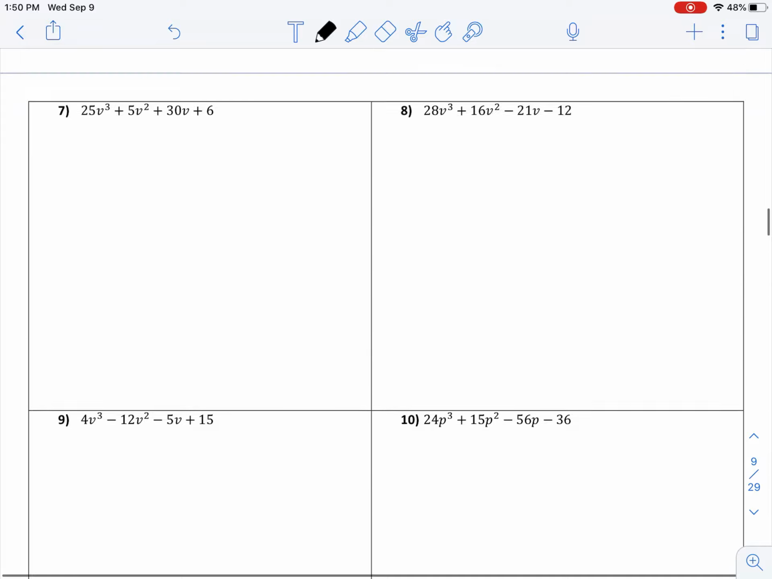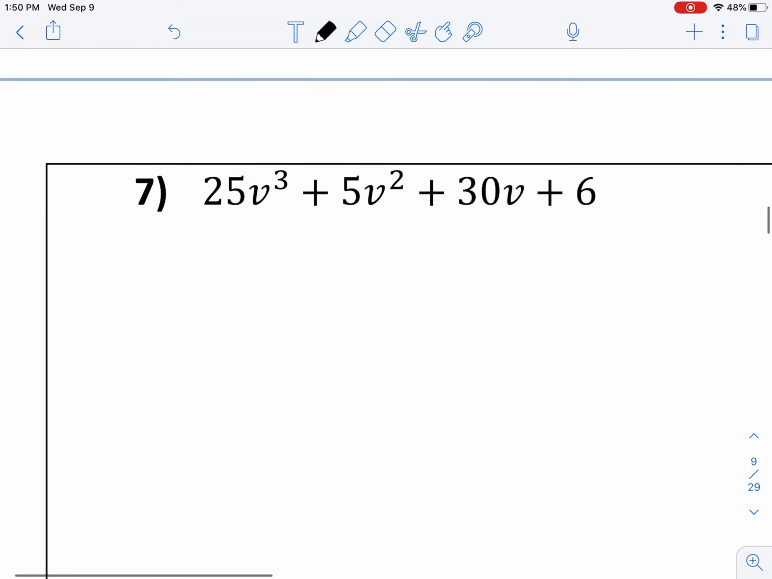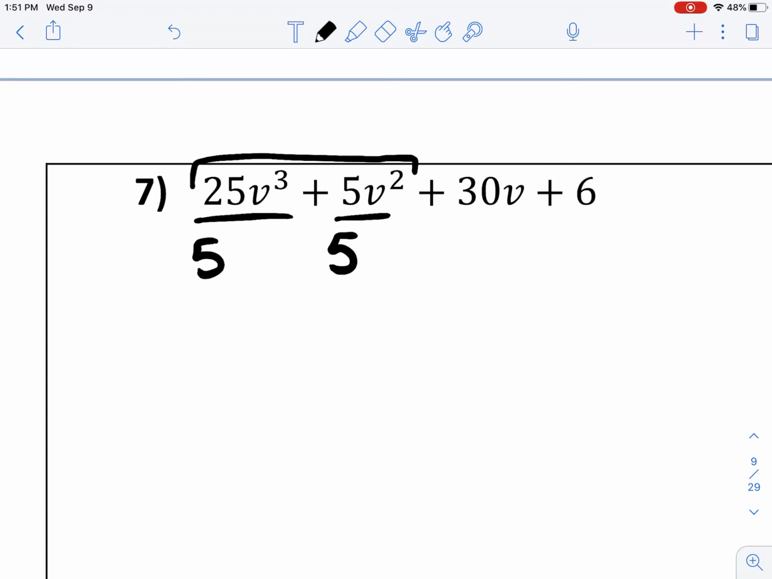Okay, we got 6 questions on the back. Number 7, I am dividing by the GCF of my first group, which a 5 is the biggest number that goes into 25 and 5, and also v squared, because that's my smaller of the two exponents.